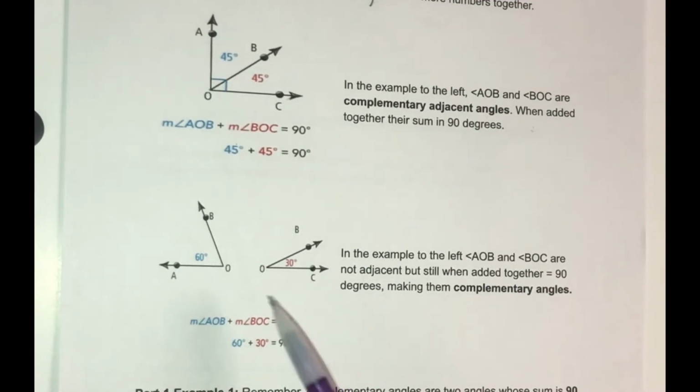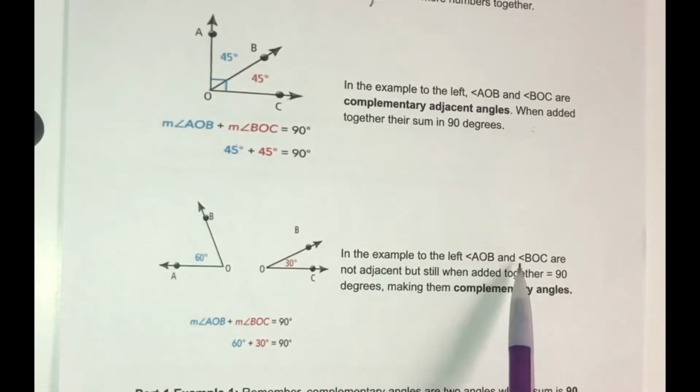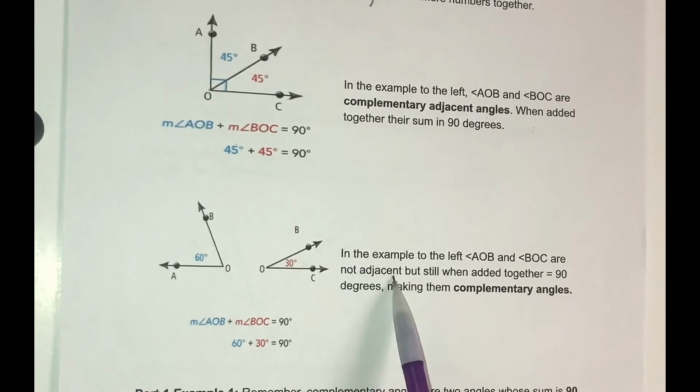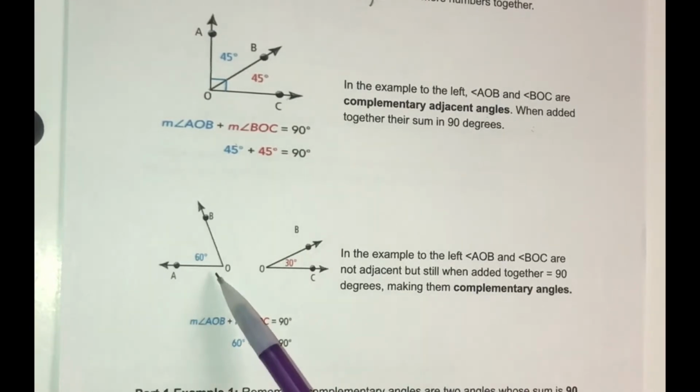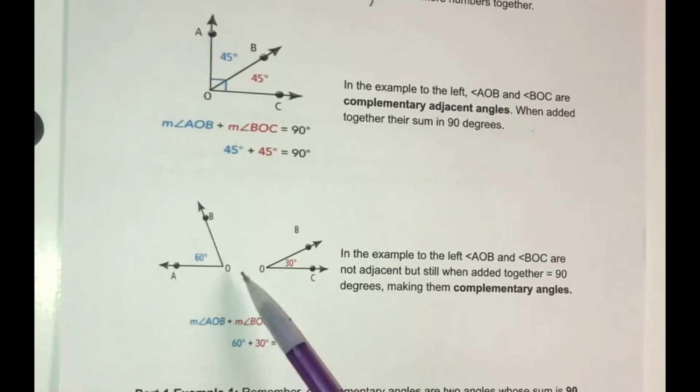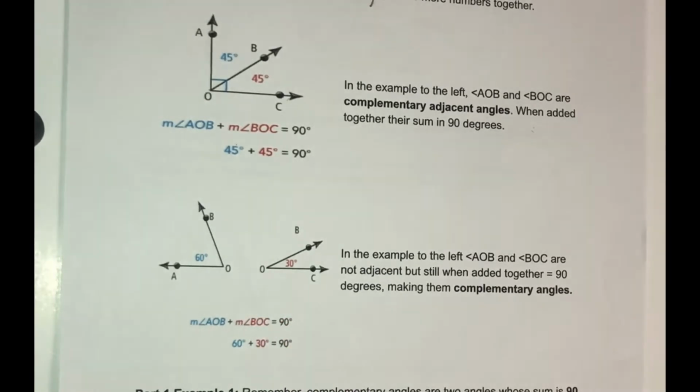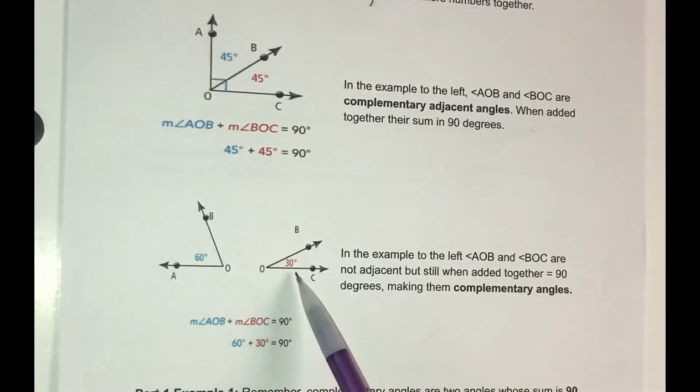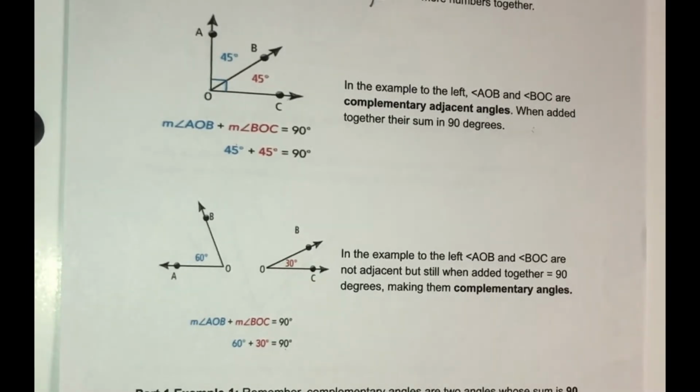If we look at this example, in the example to the left, angle AOB and angle BOC are not adjacent, but still, when added together, they equal 90 degrees, making them complementary angles. So if we look at these two angles, obviously they're not adjacent because they're not even attached to each other, but they are still complementary because when you add angle AOB plus angle BOC, which is 60 degrees plus 30 degrees, you still get 90 degrees, making them complementary angles.